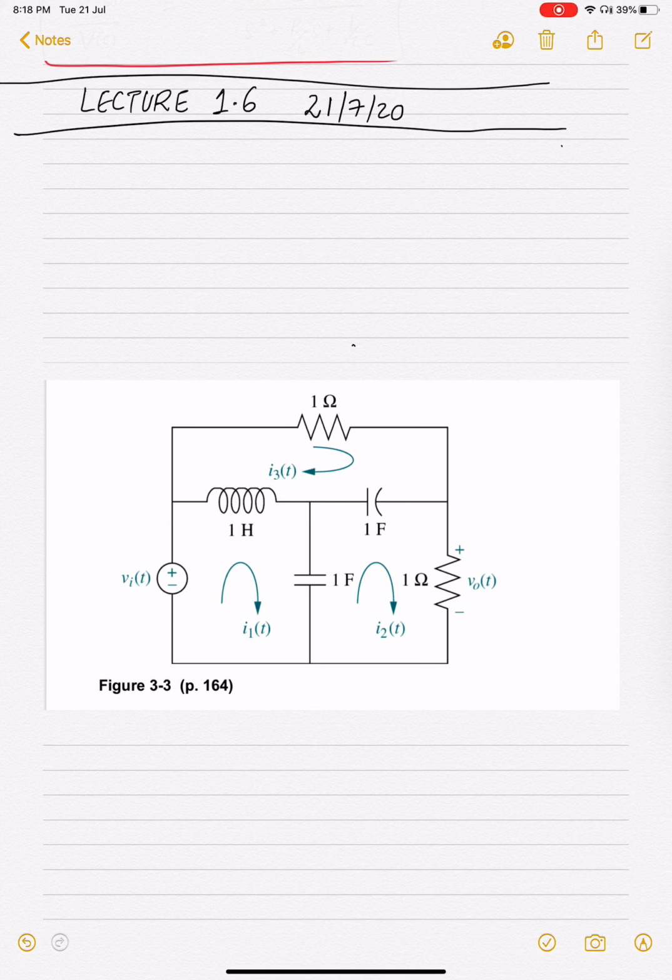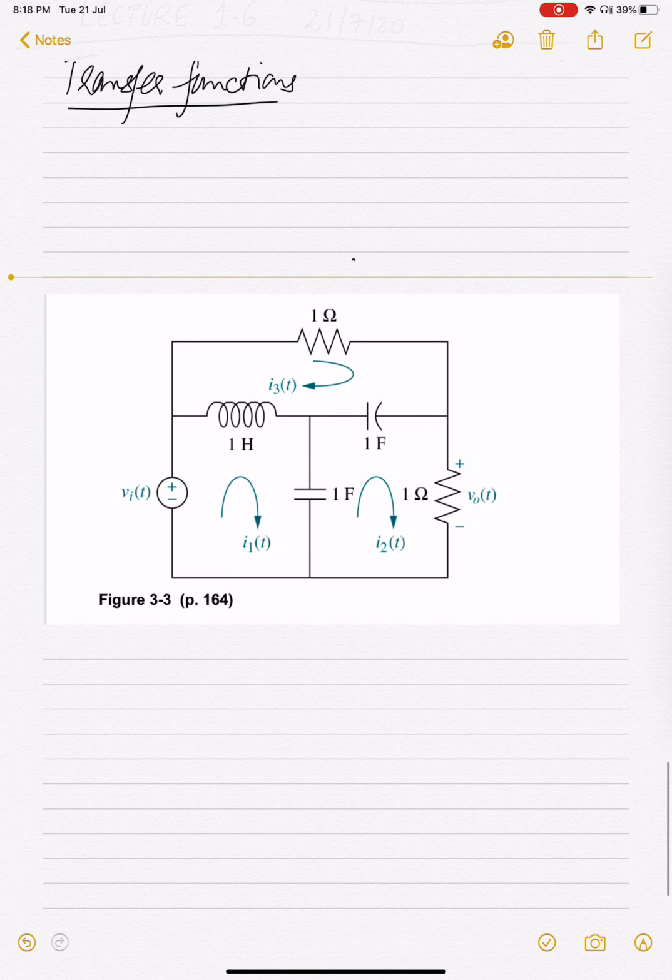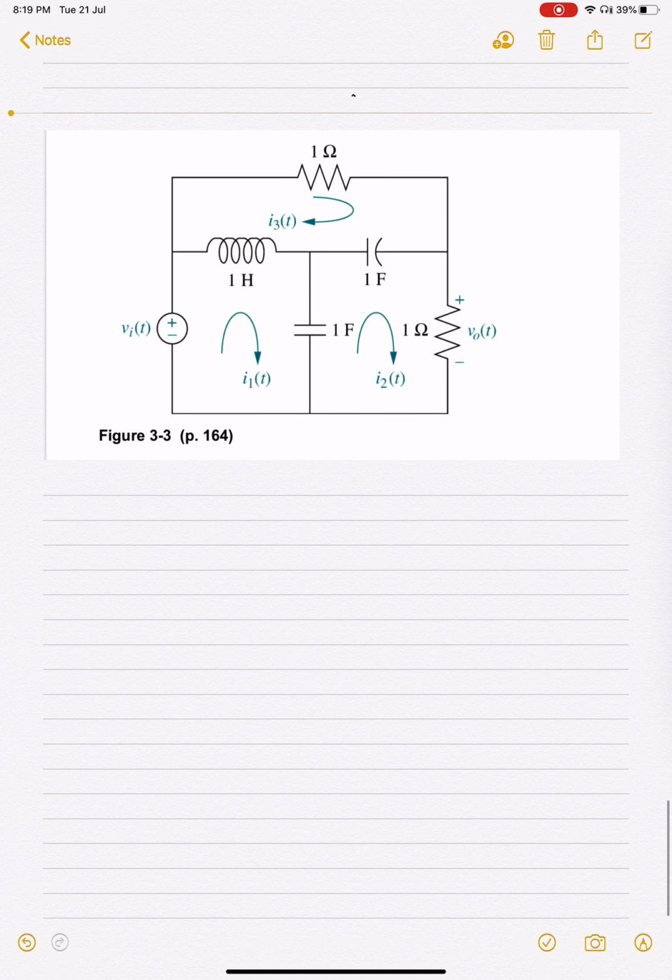Okay, welcome to lecture 1.6. We have been discussing transfer functions, right? And we discussed some circuits on the last turn for which we derived the transfer functions. Today, we're going to do the same for a slightly more complicated circuit, which has three meshes inside.